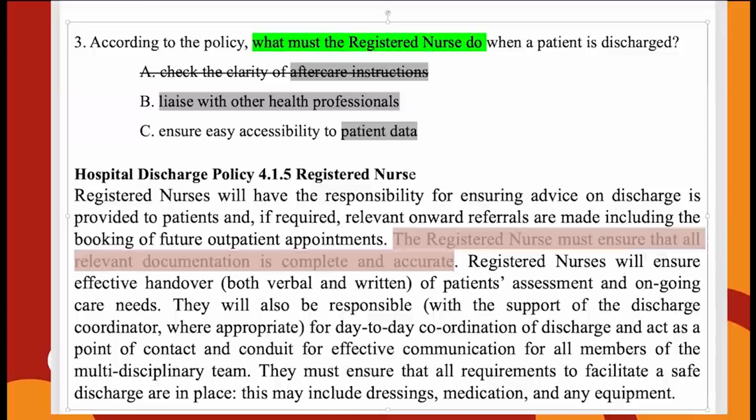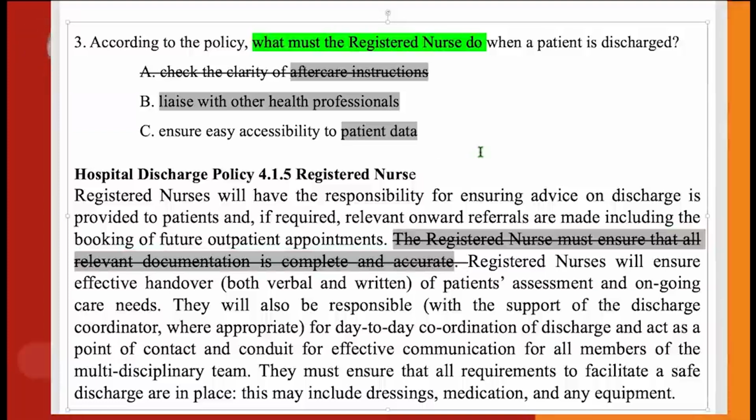Okay, that's not the thing. And accessibility to patient data. Last line, Father. They must ensure that all requirements to facilitate a safe discharge are in place. This may include dressing, medication, and any equipment. Is it patient data? Dressings, no. Medication, no. Equipment? No. The whole text doesn't speak anything about patient data. This is not given in the text.